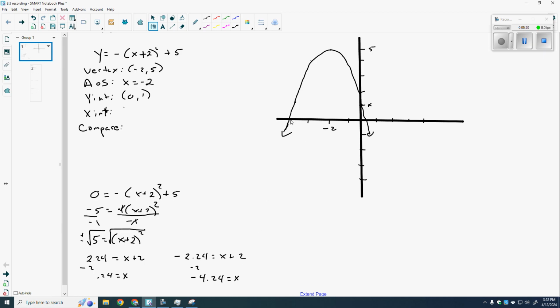Looking at my graph, negative 4.24 looks good, and a positive 0.24 looks good. Let's write these like they're supposed to be: XY coordinates.